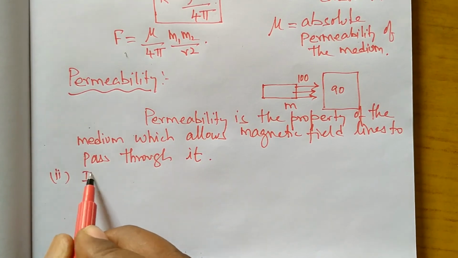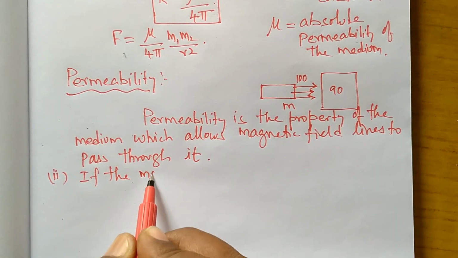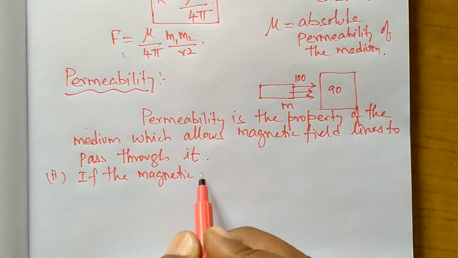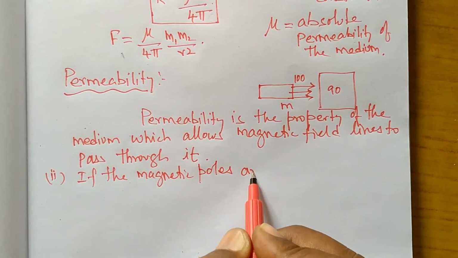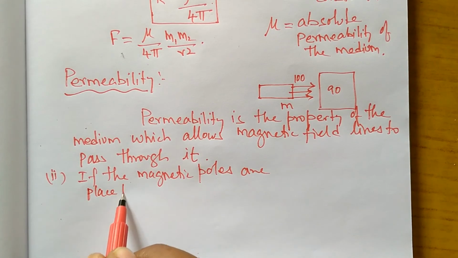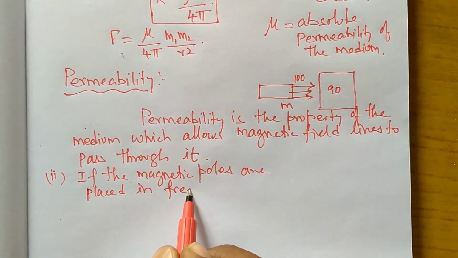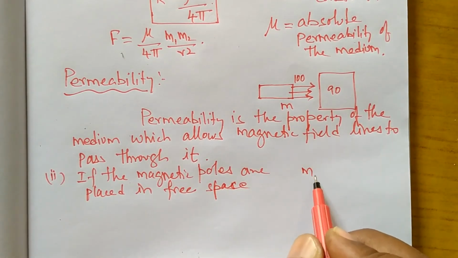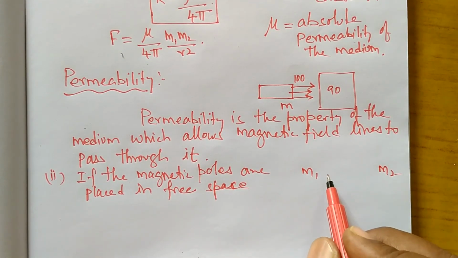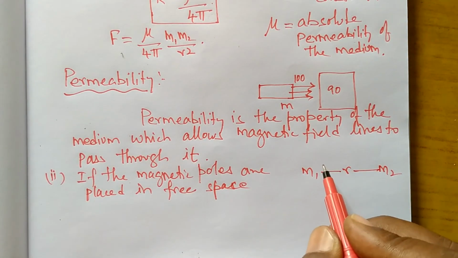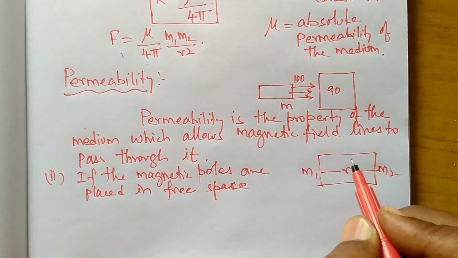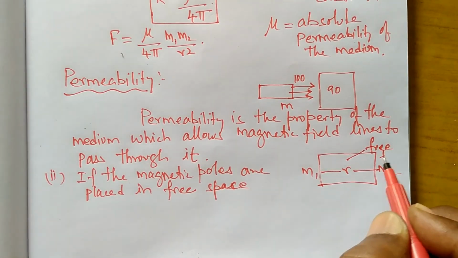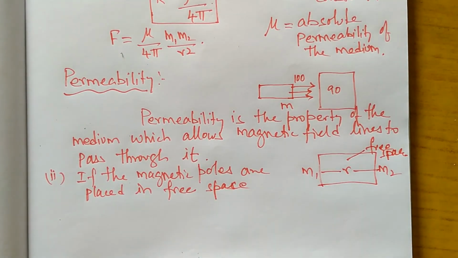Now, the second case: if the magnetic poles are placed in free space. As told earlier, there are two magnetic poles M1 and M2 placed at a distance r. Now they are placed in free space. What does free space mean in physics? Free space is that region that has no gravitational and electromagnetic field.